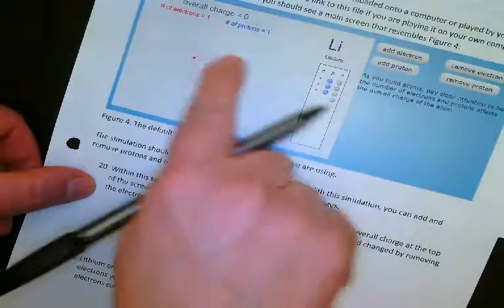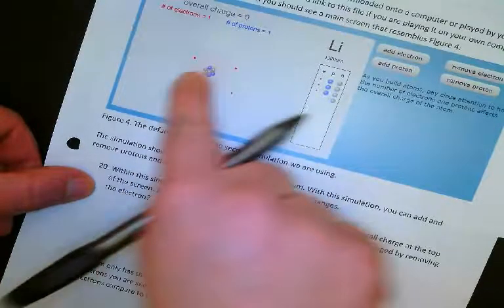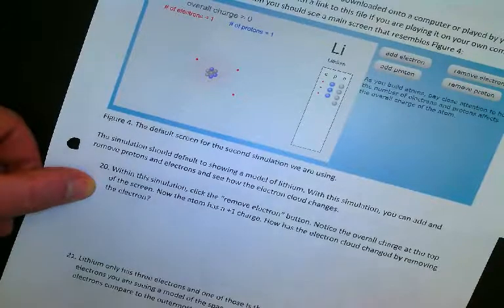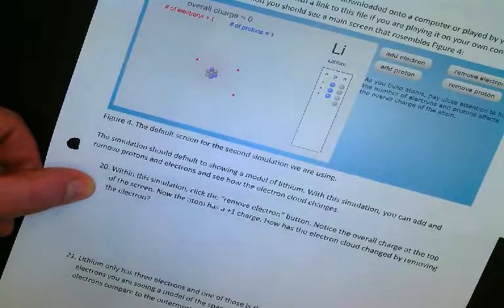So when you were adding and removing electrons, what happened to the size when you were doing this right here? What happened to the size of your lithium atom when you took an electron away? Do you remember? It got smaller. And we need to talk about why it got smaller.